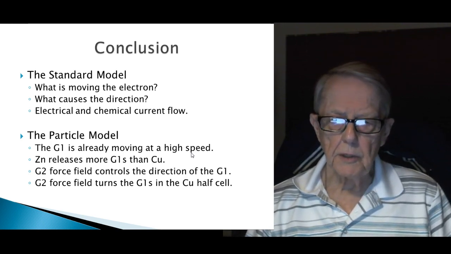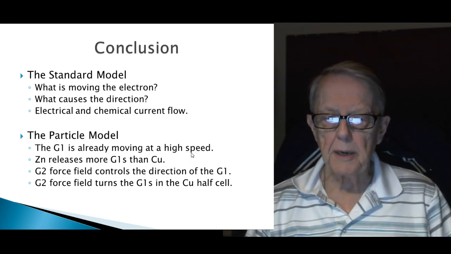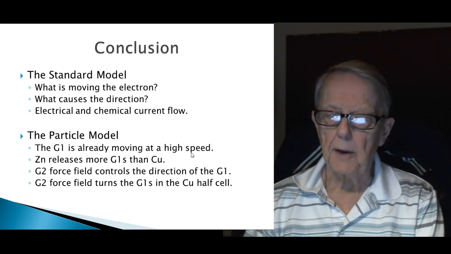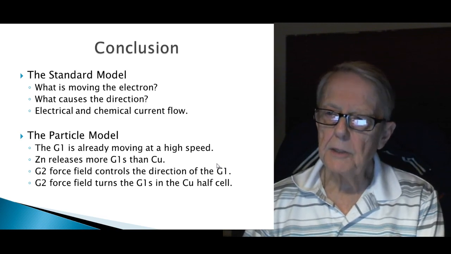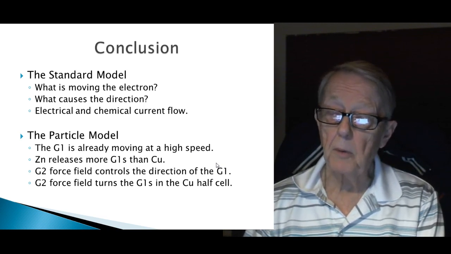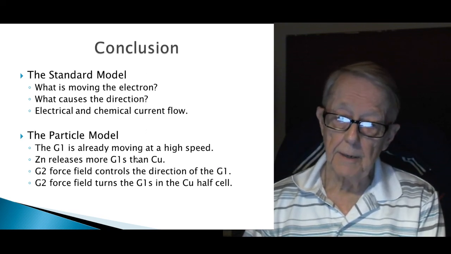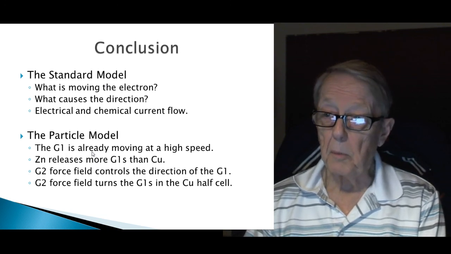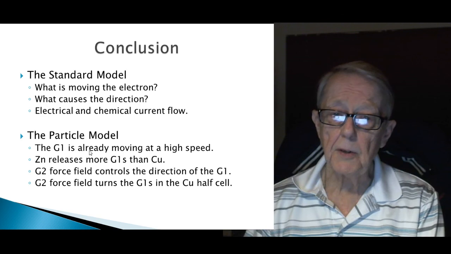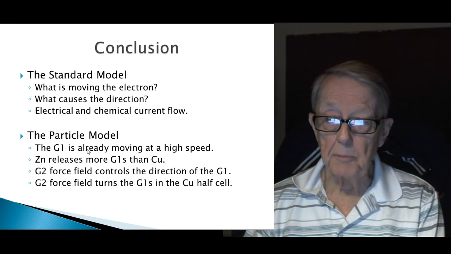G2 force field turns the G1s in. It's not only the direction, but it's the turns that are happening by the G2 force field. Yeah, this is a little bit harder to explain. Number one, the standard explanation isn't exactly clear. It's hard to establish exactly what the pattern of G2 force is because of the irregularity of the model. So it's difficult. Some of these things I just recently learned myself. I'm trying to understand it.